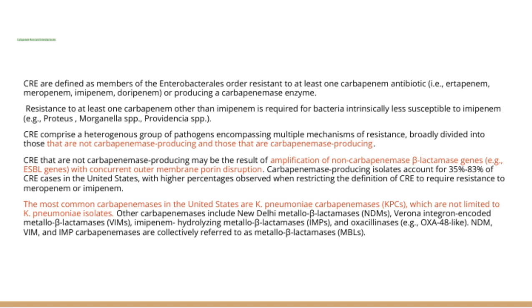In the U.S., the most common carbapenemases are K. pneumoniae carbapenemases, or KPCs, which are not limited to K. pneumoniae alone. They can be found in other species as well. Other types include NDMs, VIMs, IMPs, and OXA-48-like enzymes. The NDM, VIM, and IMP enzymes are collectively known as metallo-beta-lactamases, or MBLs, due to their mechanism of action. Understanding these mechanisms is crucial because they directly impact how we approach the detection, treatment, and containment of these resistant bacteria, which is a key part of our overall strategy to combat antimicrobial resistance.